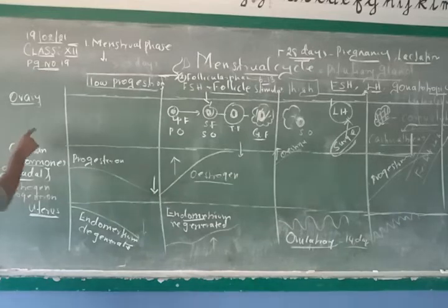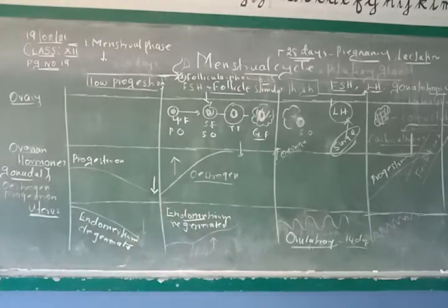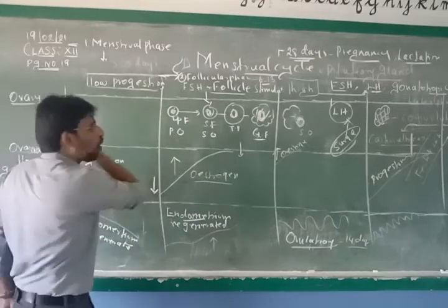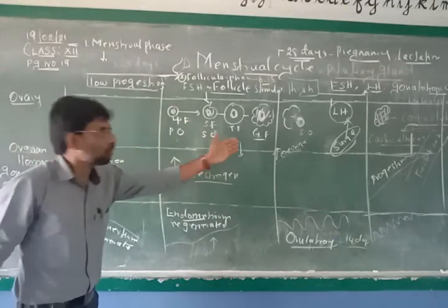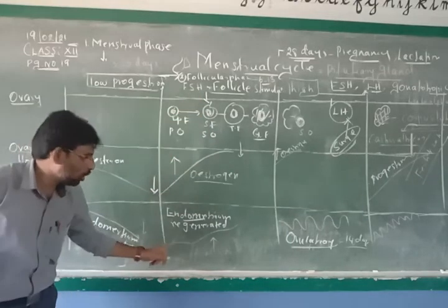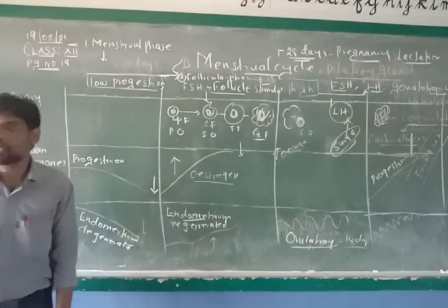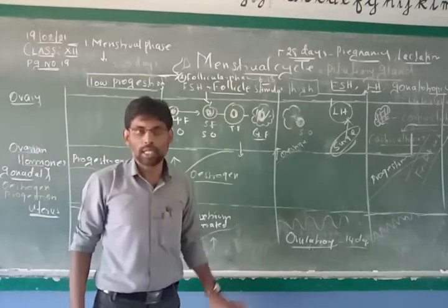What is happening in the ovarian hormone? Progesterone decreases. So a low level of progesterone will stimulate the pituitary gland to produce a hormone called FSH. FSH inside the ovary creates the follicles. So ultimately you get the Graafian follicle. When the Graafian follicle is there, estrogen hormone increases, and the endometrium regenerates. That phase is called the follicular phase. It is for 6 to 13 days.